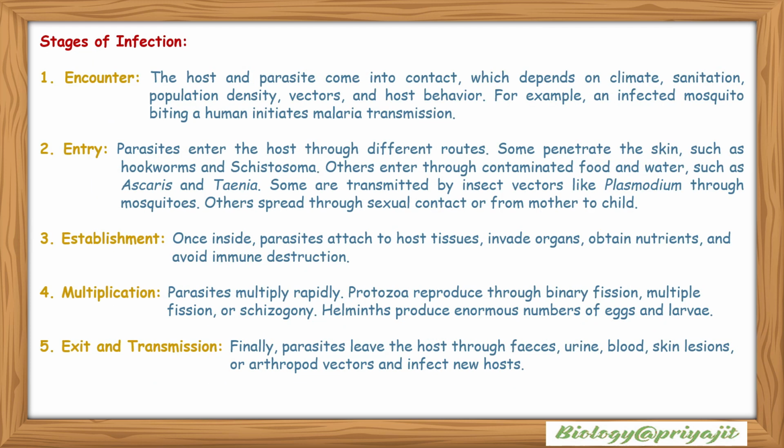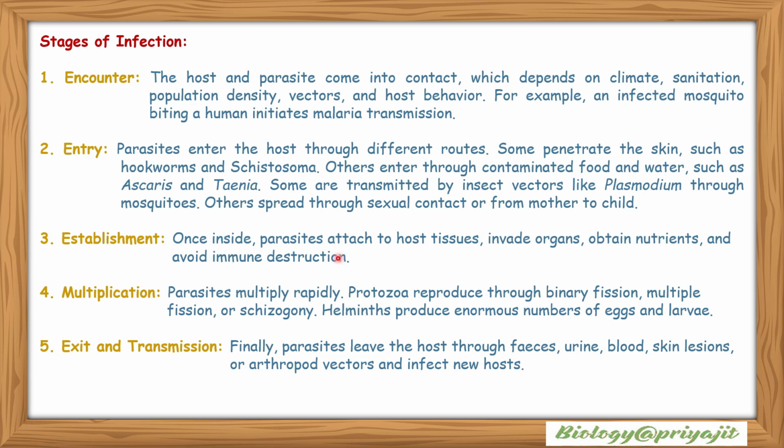Stages of infection. Encounter. The host and parasite come into contact, which depends on climate, sanitation, population density, vectors and host behavior. For example, an infected mosquito biting a human initiates malaria transmission. Entry. Parasites enter the host through different routes. Some penetrate the skin, such as hookworms and Schistosoma. Others enter through contaminated food and water, such as Ascaris and Taenia. Some are transmitted by insect vectors, like Plasmodium through mosquitoes. Others spread through sexual contact or from mother to child.